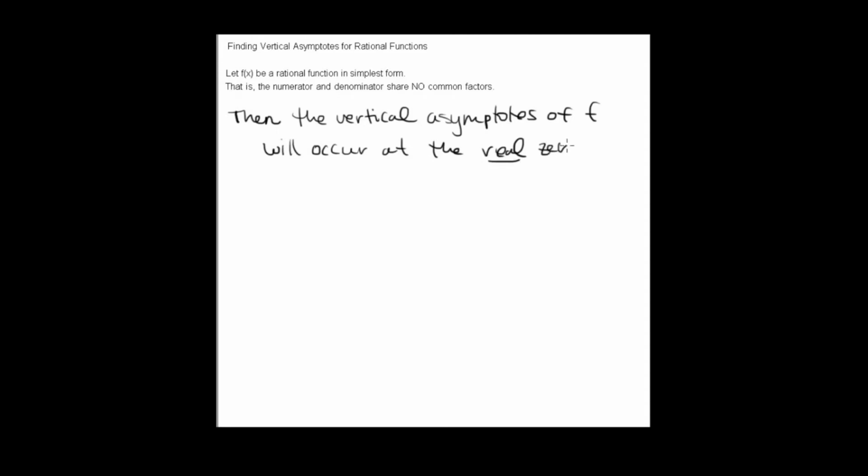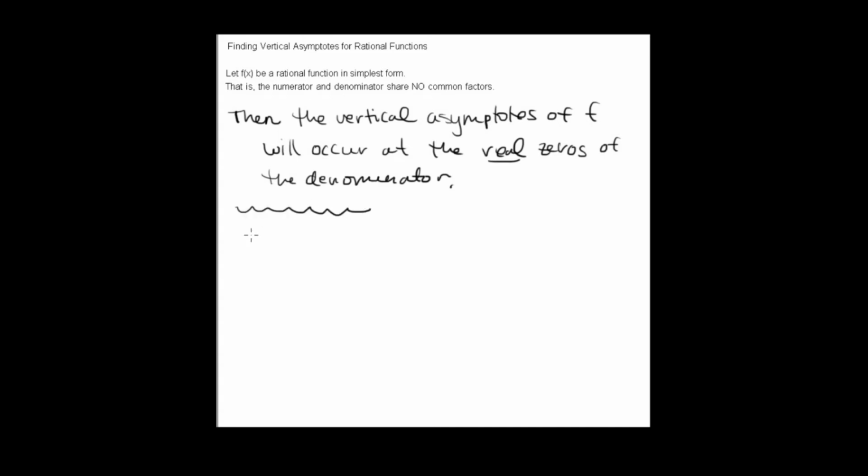If we have a rational function that is in simplest form, and this is what will be most useful for us, then the vertical asymptotes of f will occur at the real zeros of the denominator. And recall that a rational function is a polynomial over a polynomial, and the denominator, we can find the zeros of the denominator, and provided those are not also zeros of our numerator, then we can conclude that the vertical asymptotes will occur at those zeros.